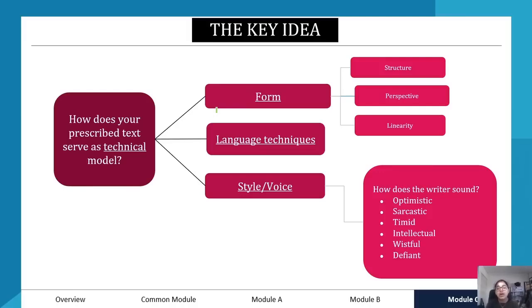So how does your prescribed text serve as a technical model? You can look at form, language techniques, style, and voice. When it comes to form, you can look at the structure of the writing, the perspective, the linearity. Language techniques, the language techniques that are being used in the text: allusion, intertextuality, imagery, choose your pick. And then finally, style and voice. For example, how does the writer sound? And you can take that style of writing and that tone of voice as well. So make sure that you are looking at your text through both a technical and a thematic lens.